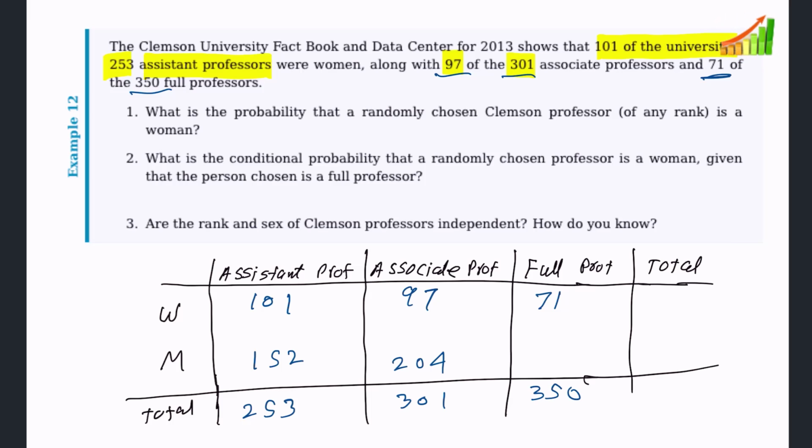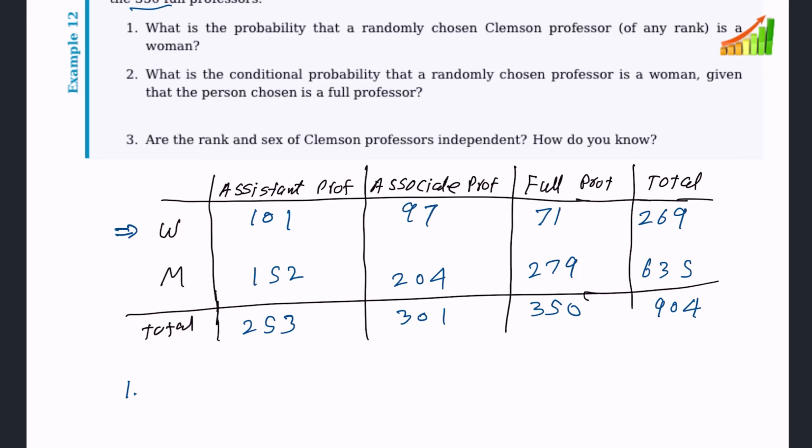Then how about the men? We can say 350 minus 71, 279. What is the total of the women? How do we calculate? Add this column: 101 plus 97 plus 71, that is 269. Similarly, male professors 635. Total is 904.